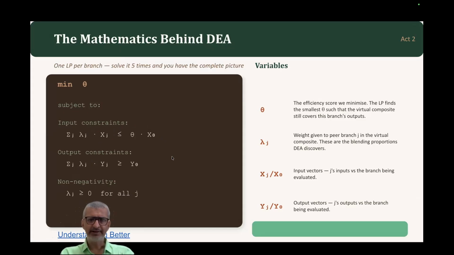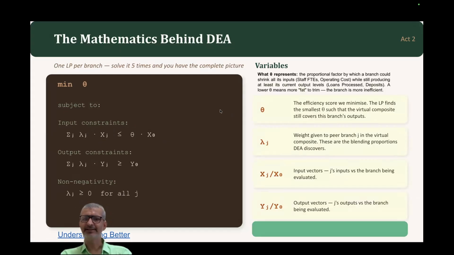Okay, now let's understand theta again. What exactly is theta here? We are trying to minimize theta, right? So it is the proportional factor by which a branch could shrink all its inputs. So let's say theta is 0.9. So if we shrink all the inputs by 0.1, make it 0.9. If we reduce the full-time employees by 0.1 and we reduce the operating cost by 0.1, by producing the same amount of output or more.